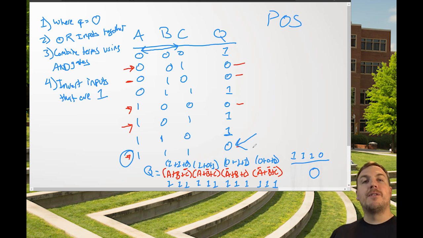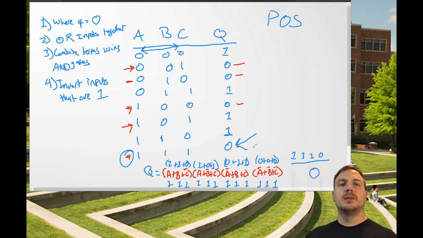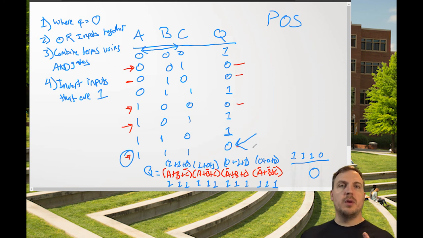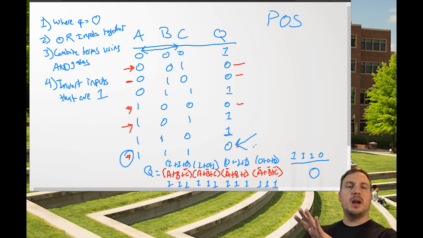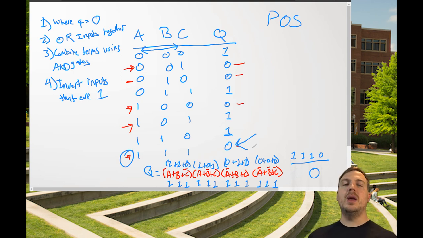So to recap, for sum of products, we are adding all of the products. So our inputs are combined with AND gates. Our terms, which are the combination of inputs, are added together using OR gates. And finally, we invert where the input is 0. For products of sums that we see here, we look at where the output is 0. So it's the opposite of the way we do sum of products. We OR the inputs together, so that's the plus, and then we combine the terms using AND gates, and then we invert wherever the input is the value 1. So that's products of sums and sums of products.